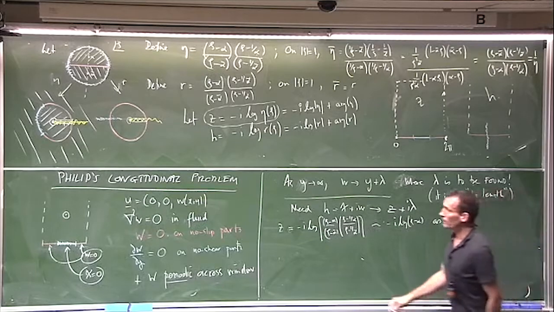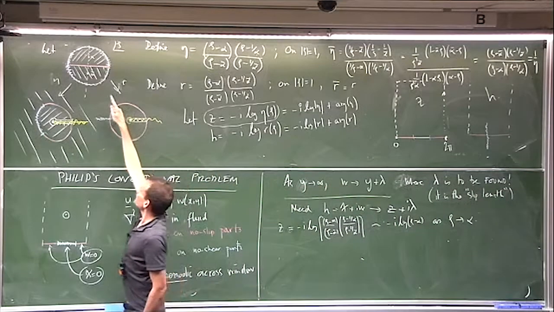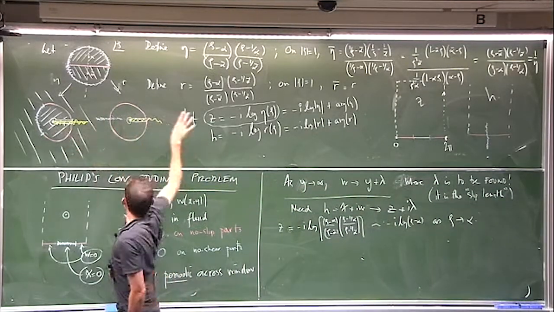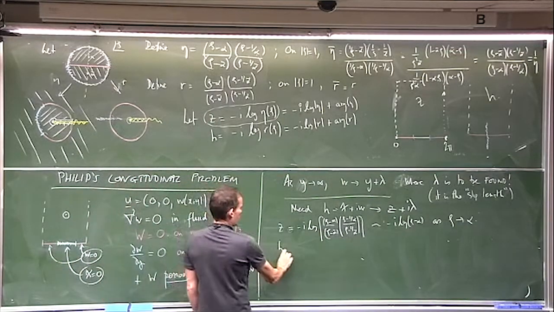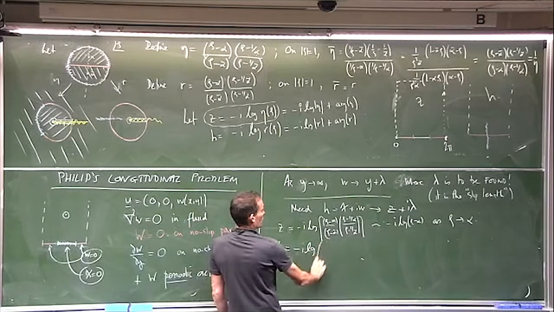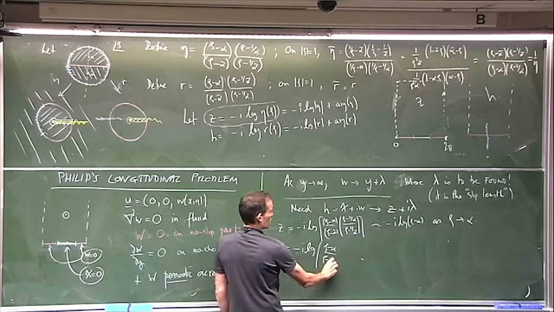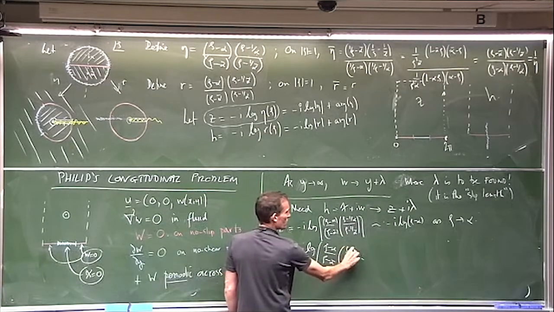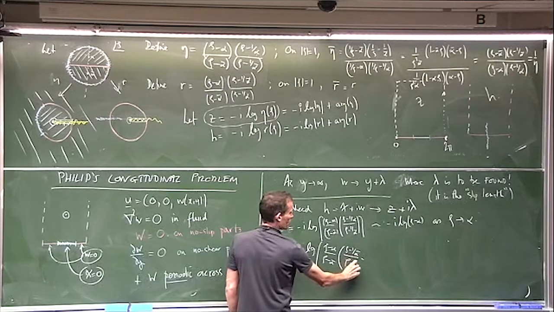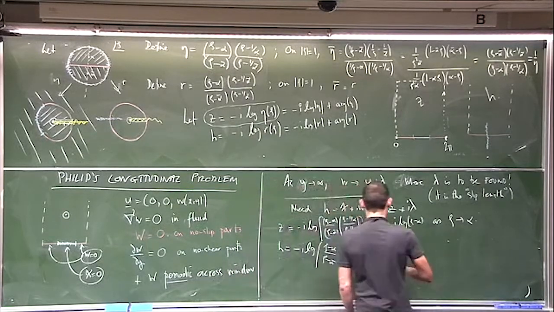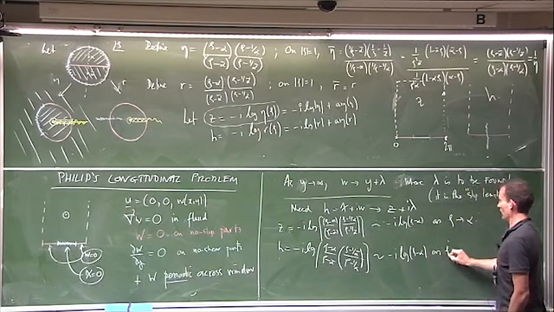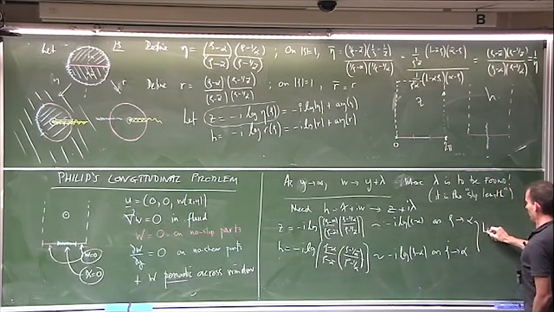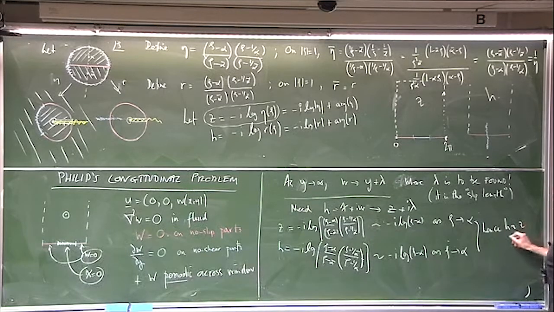That looks like minus i log zeta minus alpha as zeta tends to alpha. And remember, alpha is the thing that goes to the origin, which goes to infinity. And H is minus i log zeta minus alpha over zeta minus alpha bar. The only thing that changes is this term. You swap it over. And then also, hence H goes like z as z tends to infinity.